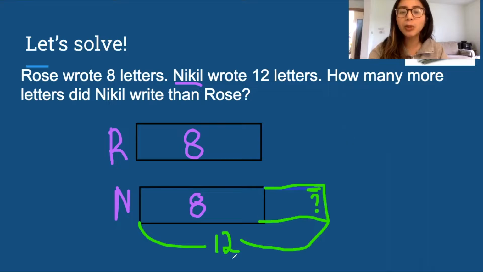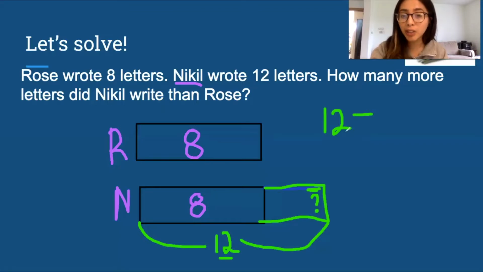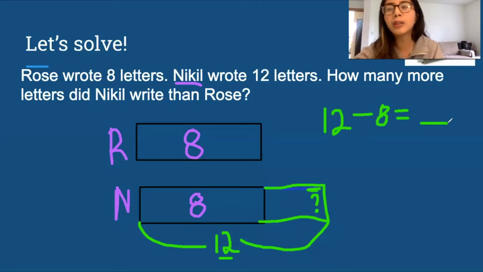So we're going to start with our total again, 12, minus our part that we know, 8. And what's 12 minus 8? I'll give you a second to think about what 12 minus 8 is. Think about it carefully. 4, you got it. 12 minus 8 is 4.